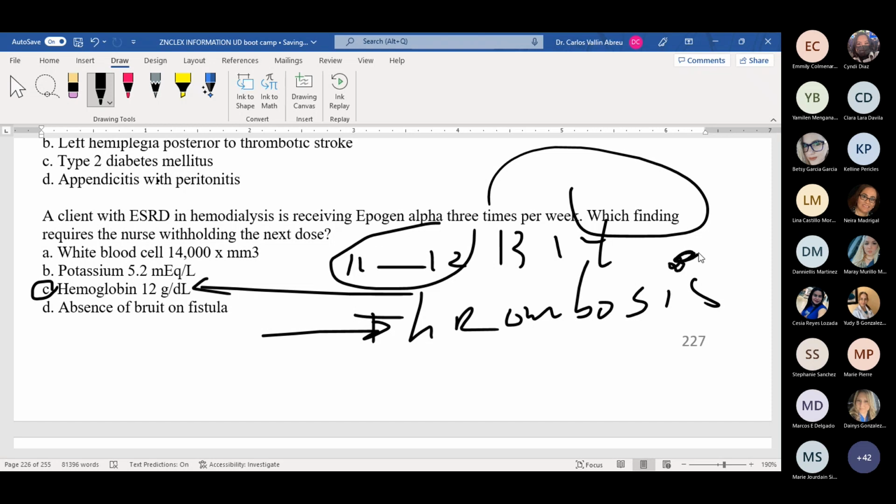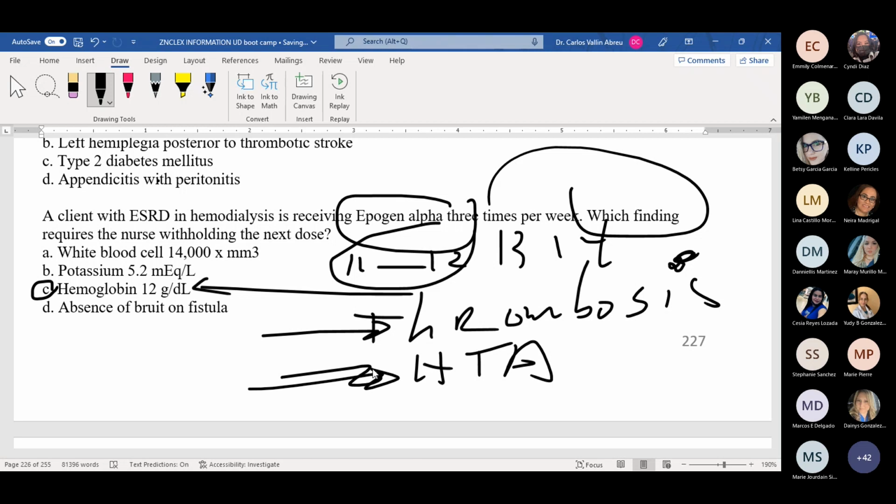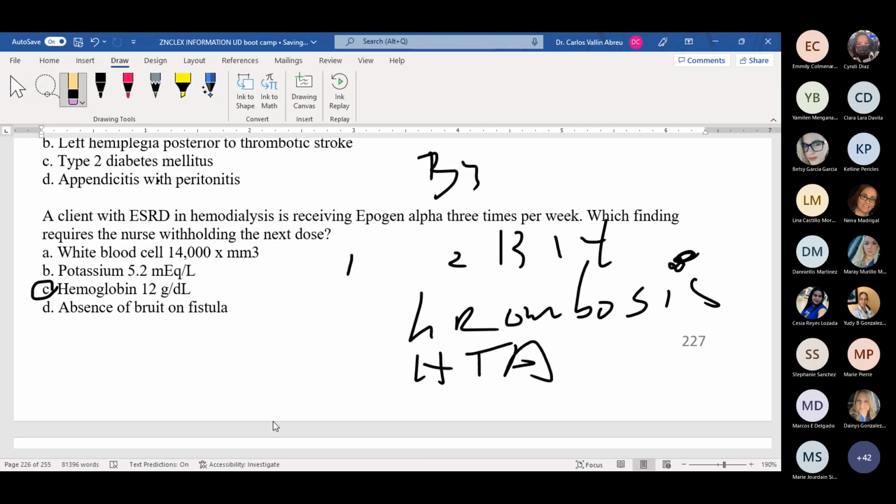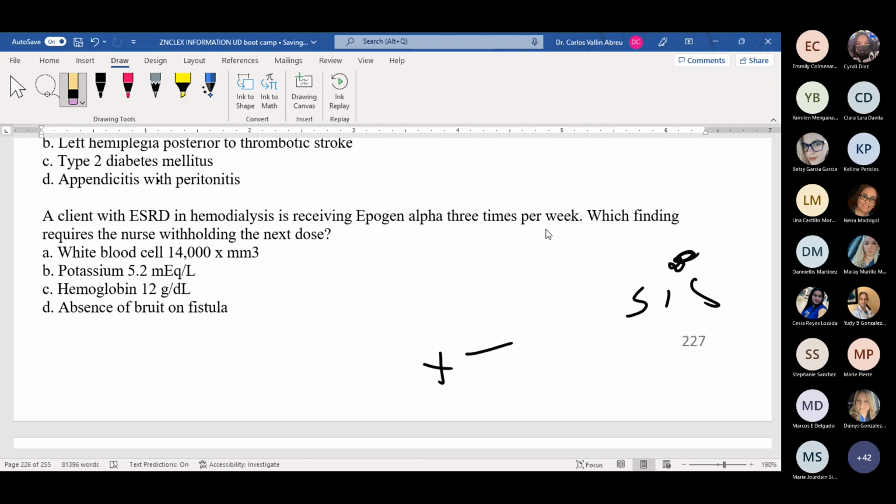increased viscosity of the blood and thrombosis. And the second is that it can produce hypertension. So the two side effects of too much epoetin alfa are increased blood pressure and formation of thrombus. That's why when it is around 11, or hematocrit 33, we contact the doctor, because usually the medication is discontinued when this level is reached. The other findings are not normal, but have nothing to do with the doses of epoetin alfa.